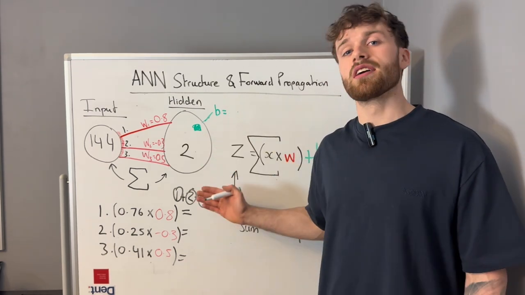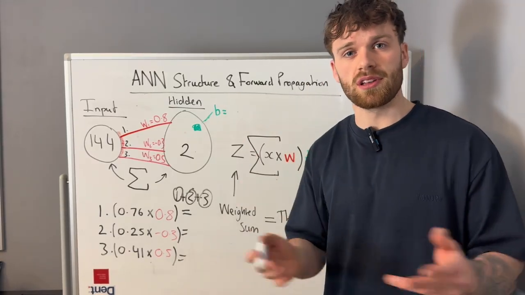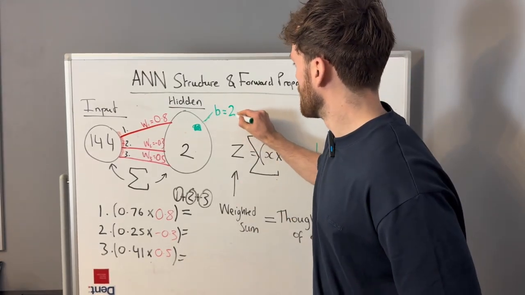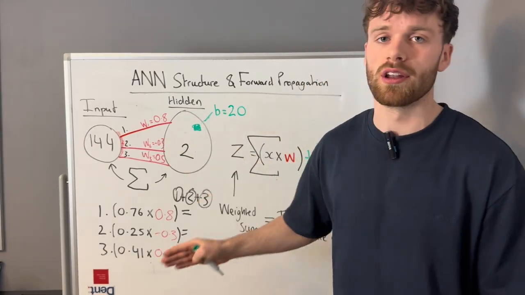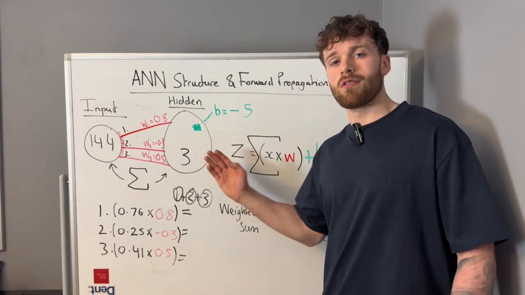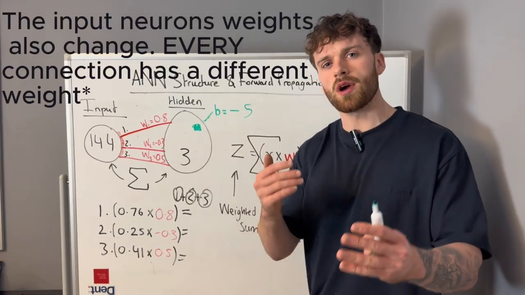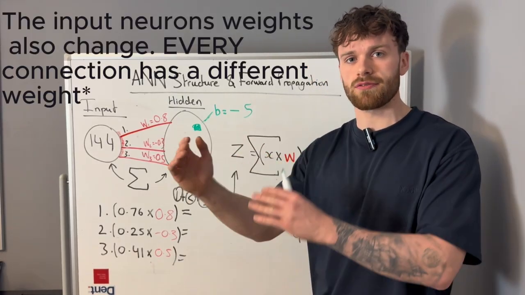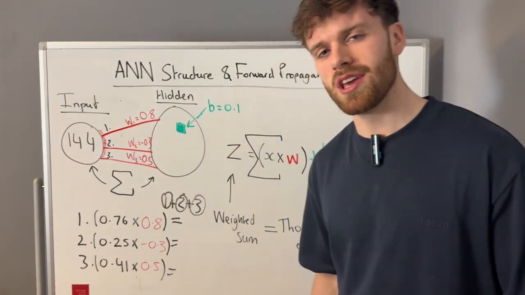If it was the second neuron in the hidden layer, its bias will be completely different. For example, 20, which is a large difference to the 0.1 in the first neuron. Neuron 3 might have a -5 bias, so you can see how these weighted sum calculations would be different, although the inputs are the same. But we're not done yet.